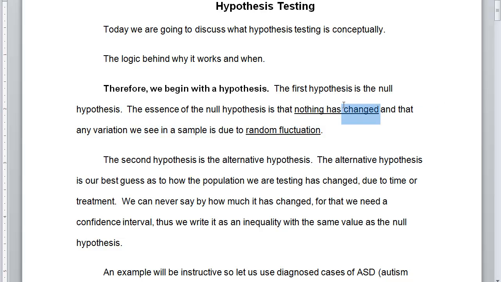We may think that the GPA of high school seniors has increased, decreased, or just changed. We may think that the crime rate in a particular area has gone down. But what we're going to say is that nothing has changed and that any variation that we see in a sample is due to random fluctuation. And we have seen that sampling distributions do vary. They do show a random fluctuation from our previous videos.